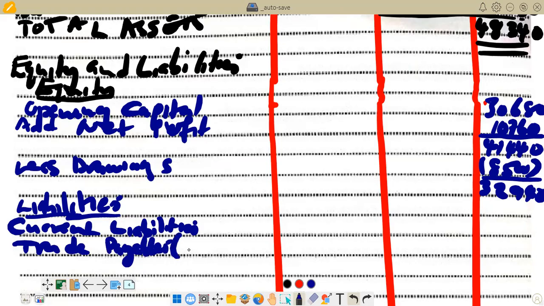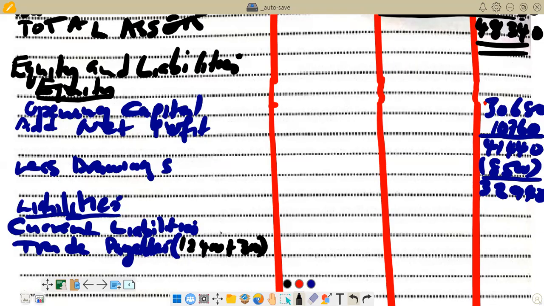But this trade payables, we are calculating it as 12,400 plus 3,000. Remember, 12,400 is the one that we are given in the list of balances. Then we add the one that was omitted. What do we get there?